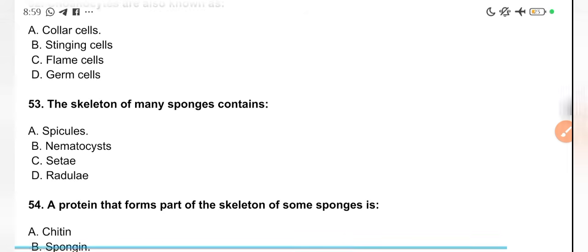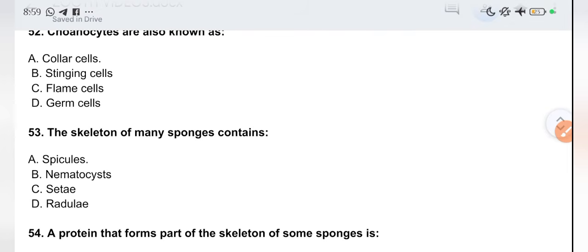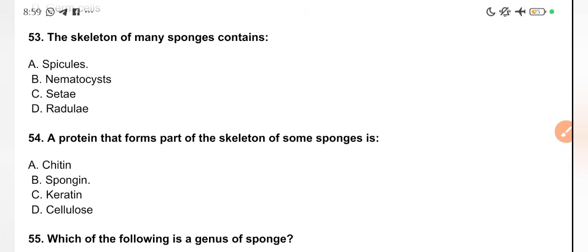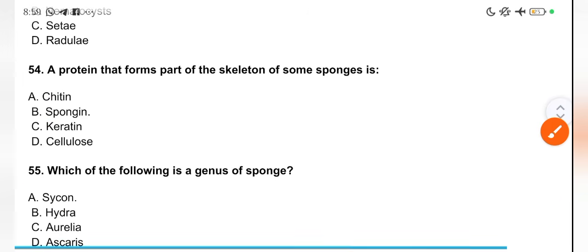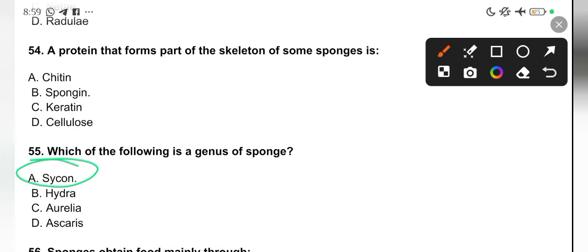All right. The skeleton of many sponges contains spicules. We have done that. A protein that forms part of the skeleton of some sponges is known as spongin. Which of the following is a genus of sponge? Sycon. So another thing you might be seeing, once you see Sycon, please take note, it is still sponge they are referring to. Sponge, Sycon, Porifera, they are the same thing they're talking about. Characteristics of sponge, characteristics of Sycon, characteristics of Porifera is the same thing they're talking about. So you should be able to link the examples to the phylum.